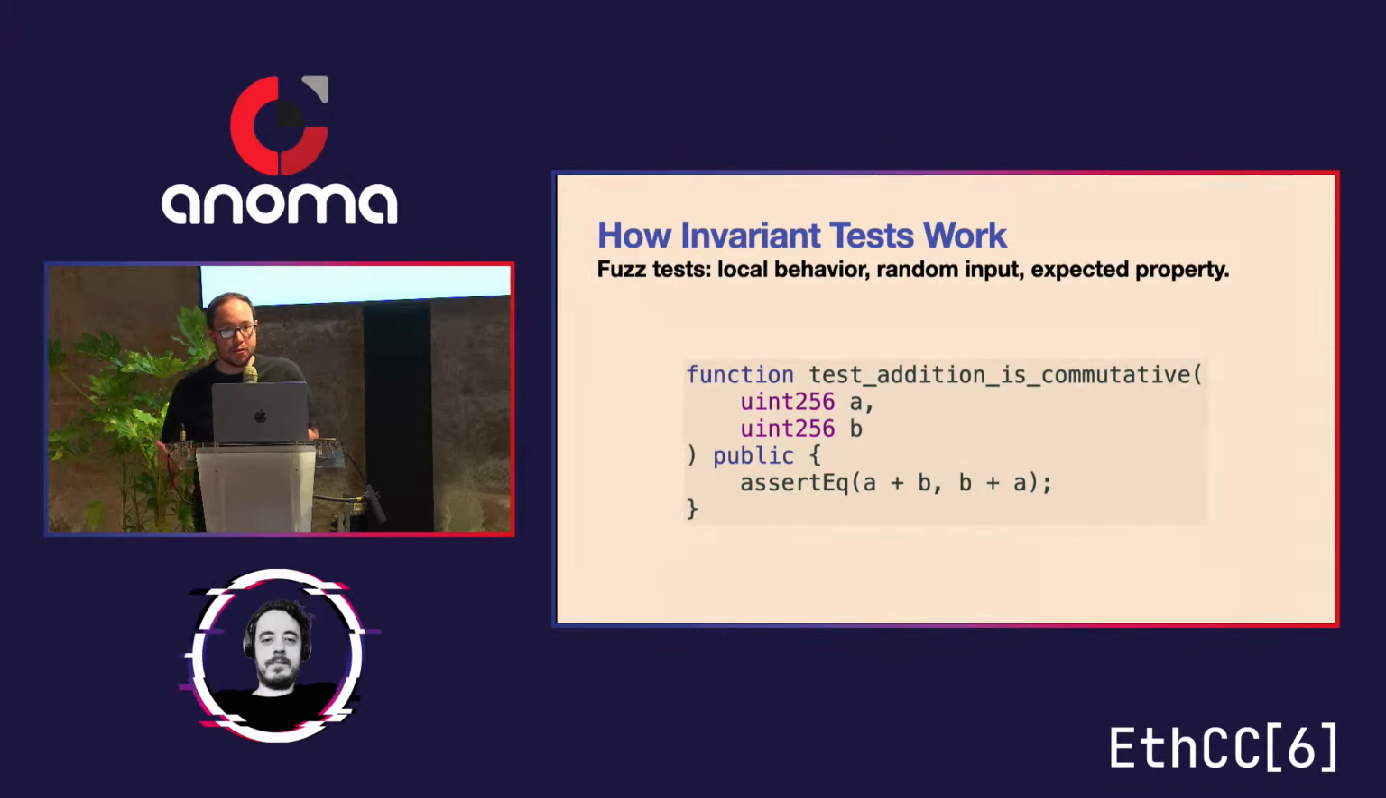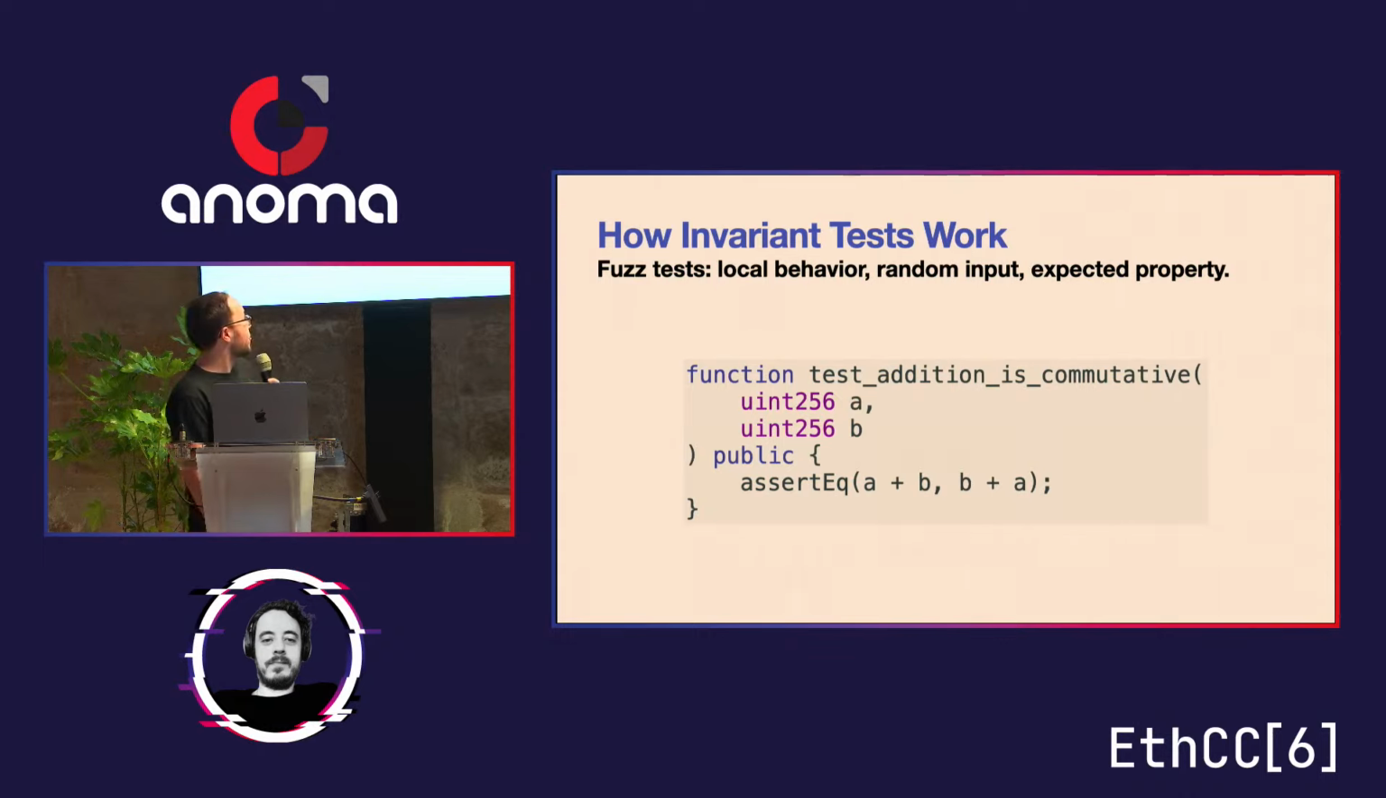So a fuzz test, another form of testing in Foundry, is kind of like a parameterized unit test. In a fuzz test, we're testing the properties of one component, typically local behavior, but now we're testing it with random inputs. And instead of an expected concrete output, we're expecting a specific property in this test. So local behavior, random input, expected property.